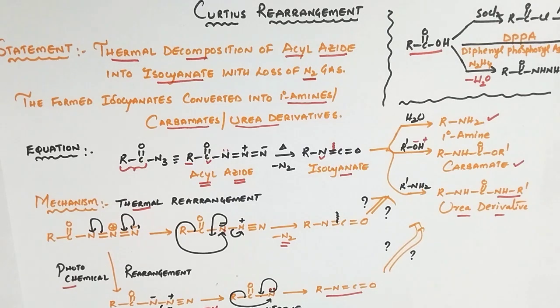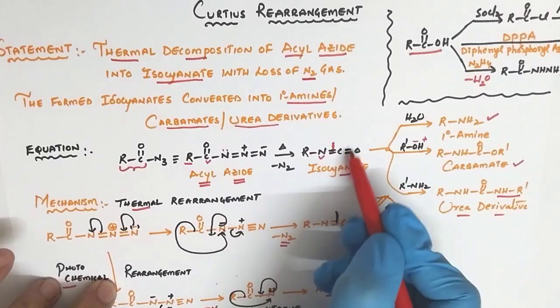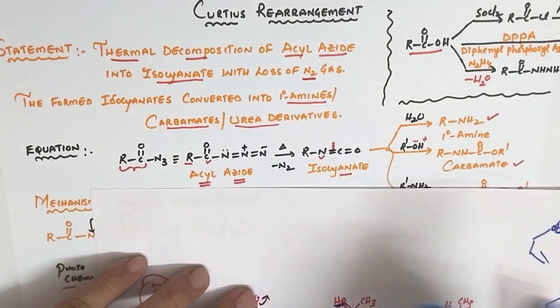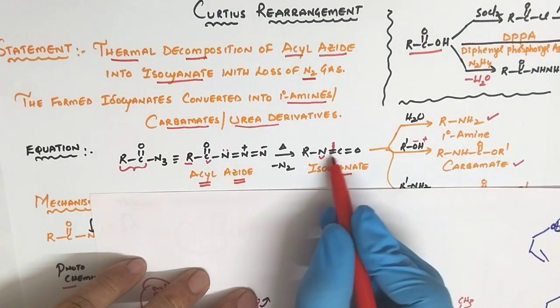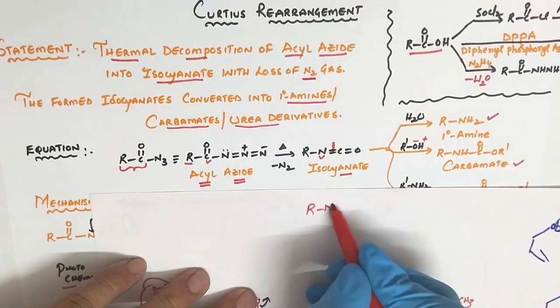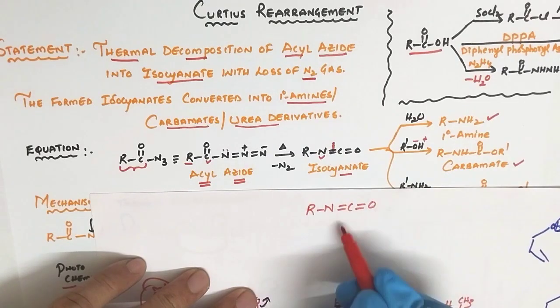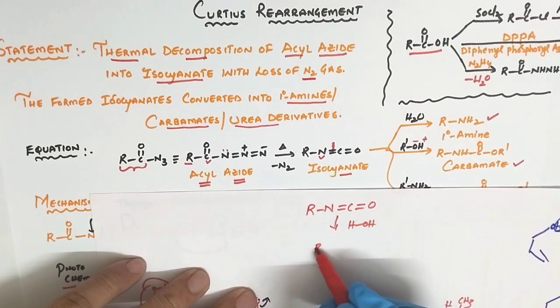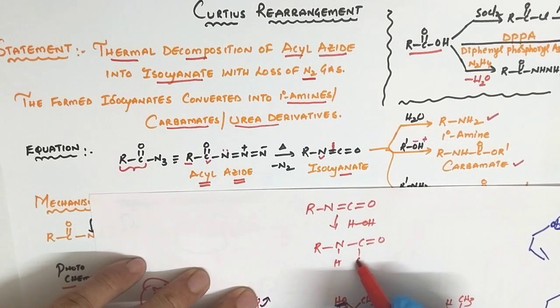Generally, we know that isocyanates are intermediates. So Curtius means only azide to isocyanate. But we need to do something with this isocyanate. That's why initially these isocyanates are treated with water. So RN double bond C double bond O. Water means HOH, so that H will come here, and the OH will come here.